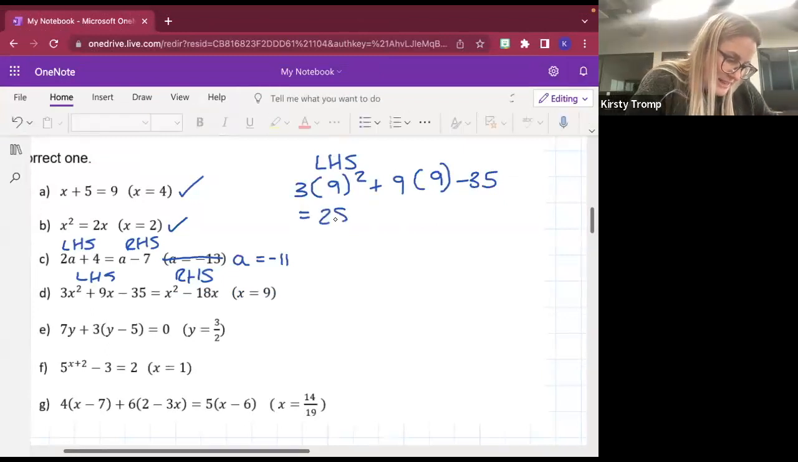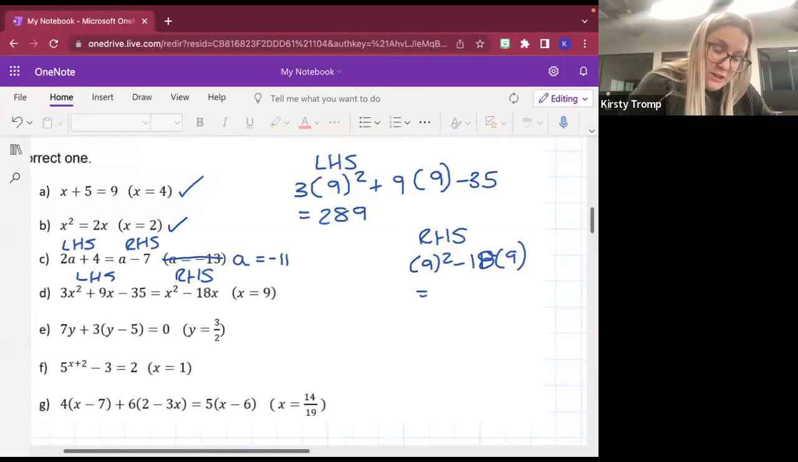289. Fantastic, 289. Then we went and did the right-hand side, okay? And on the right-hand side, we got 9 squared minus 18, times by 9. And what did you get on this side? Negative 81. Fantastic, negative 81. So you all good with where I got the numbers from?